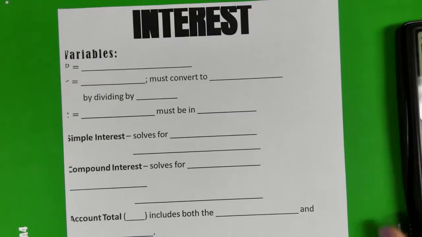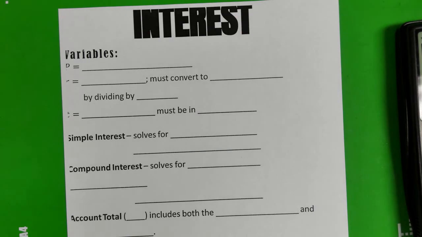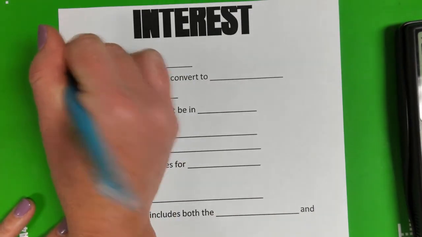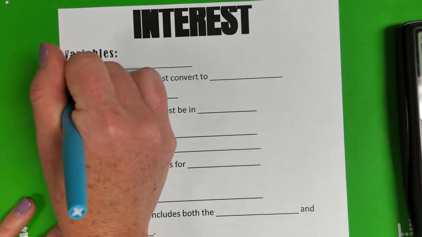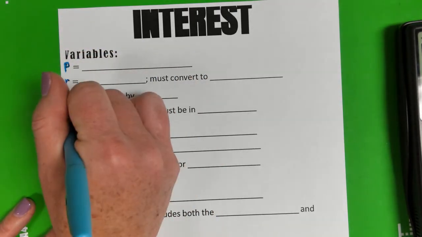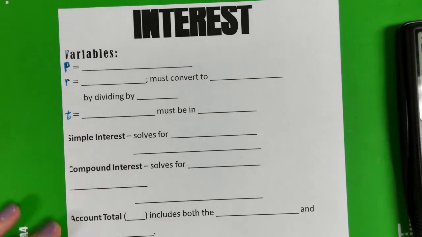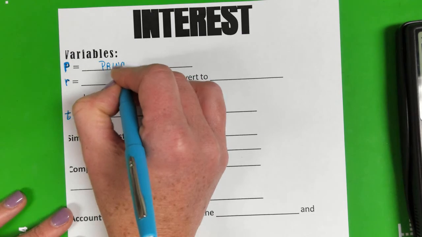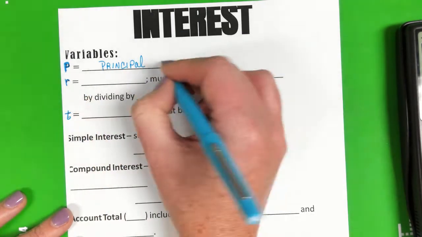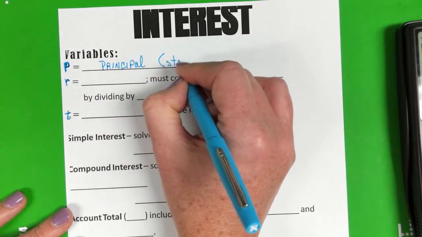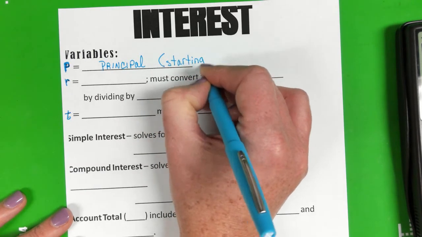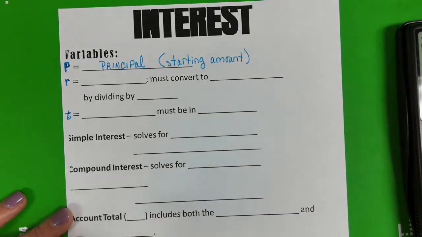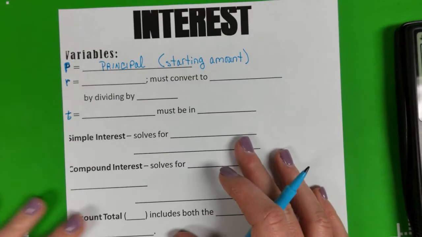Okay, we're going to review interest, and we have two different kinds of interest. Here are some variables that you're going to see when you are using the interest formula. I'm writing these down here. P, remember, stands for the principal. Remember that the principal is the starting amount. It's what you begin with, how much your loan is, how much you deposit, but it's the starting amount.